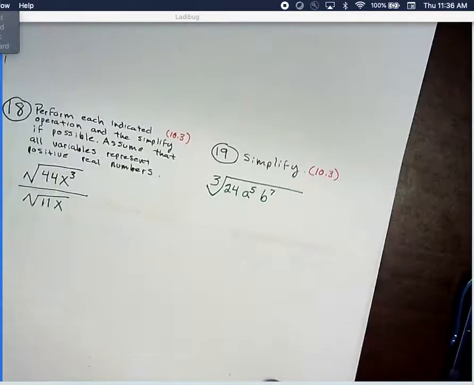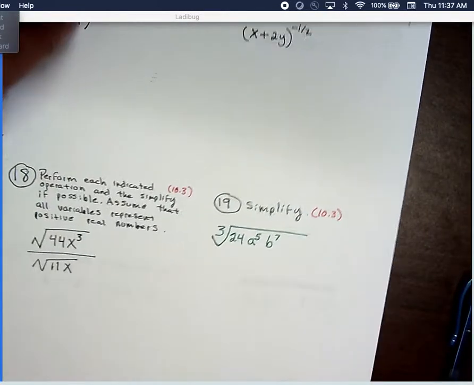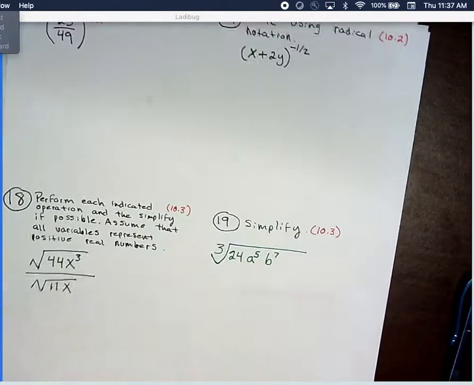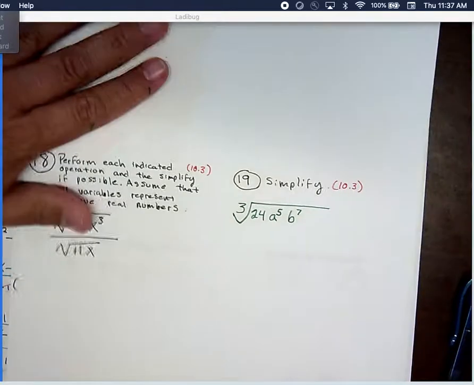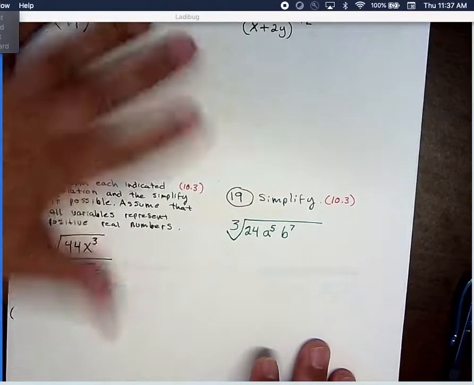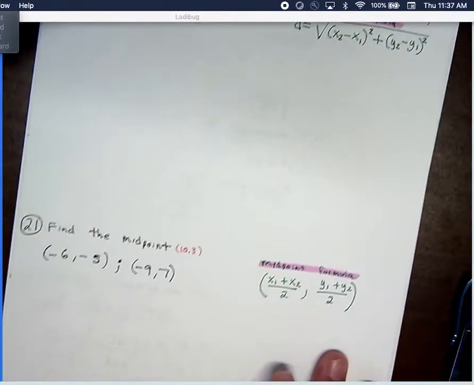What do I have left? This is from section 10.3. So I'm gonna stop right there. Maybe just those you guys can work on your own. Thank you guys.